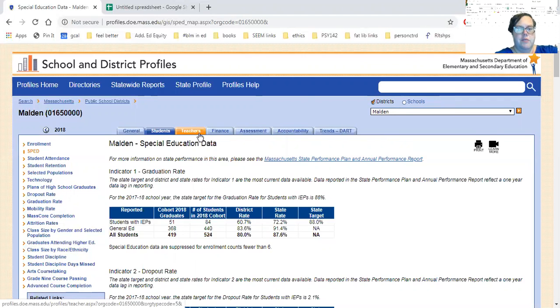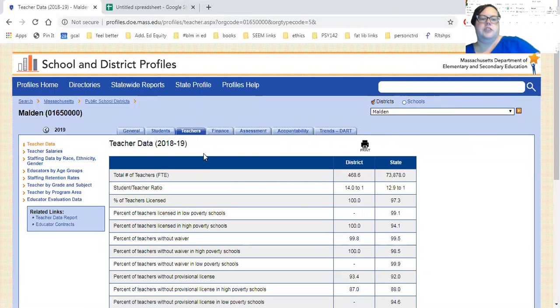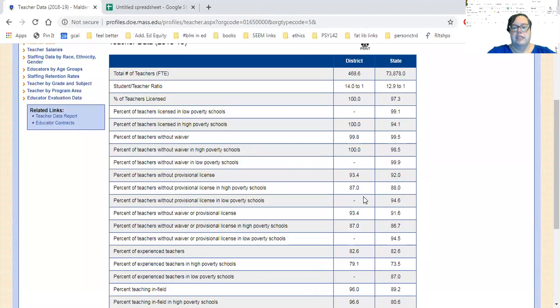So to the next section, which is going to be quicker, I wanted to look at teachers. So here we've got some teacher data about generally what % of teachers are licensed in each school. So you'll see here, sometimes there's some gaps. So there's no low poverty schools in Malden, so there's nothing to compare. Percentage of teachers licensed in high poverty schools is 100%, which is significantly higher than the state average. Percent of teachers without provisional license is 87%, which is quite close to the state average.